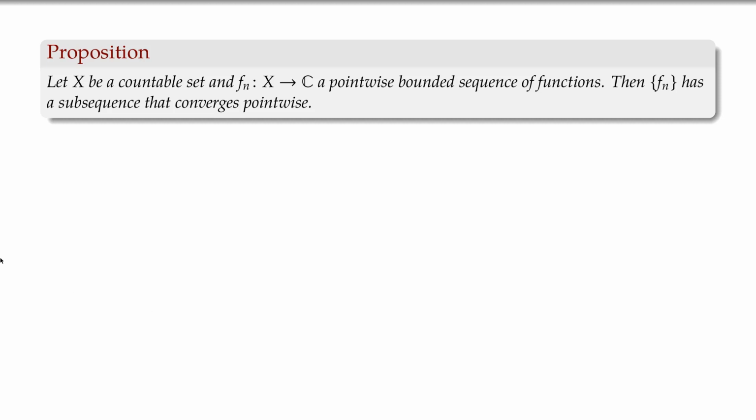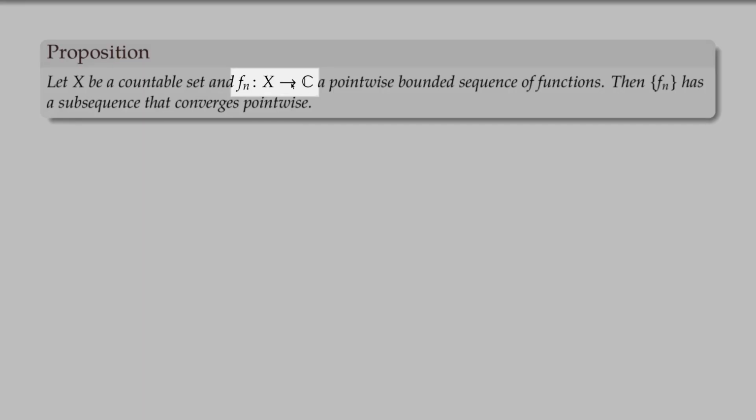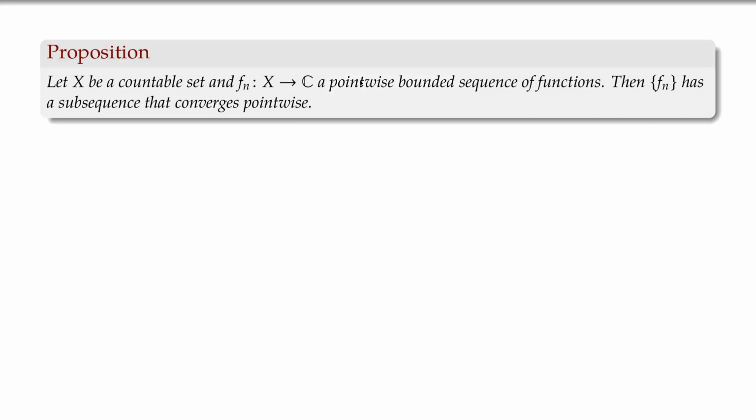So we have the following proposition: if we have a sequence of functions on a countable set, these f sub n's, and they are pointwise bounded, then there is a subsequence of this sequence that converges pointwise. The proof is actually a nice example of a diagonalization argument.